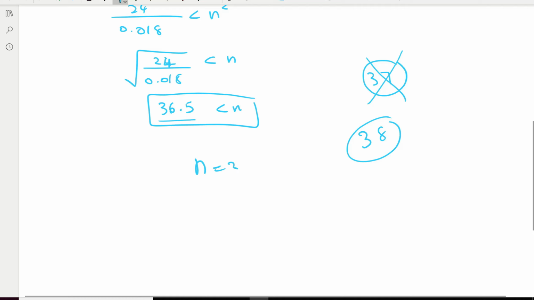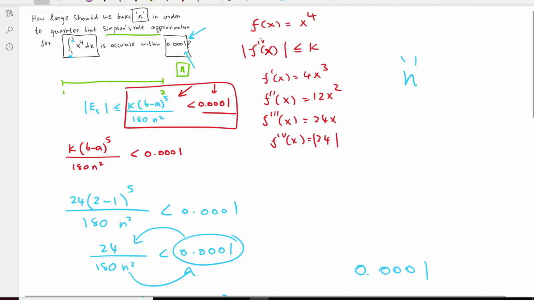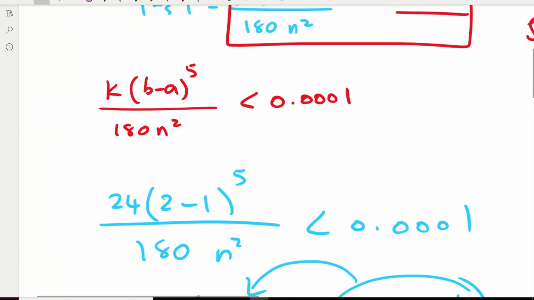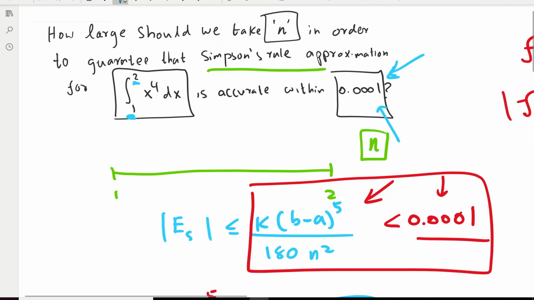So if you use 38 subintervals, you're guaranteed to have an error, an actual error, of less than 0.0001. Accuracy is a tricky word. Error less than 0.0001. Okay, so that's how you solve a problem like that.